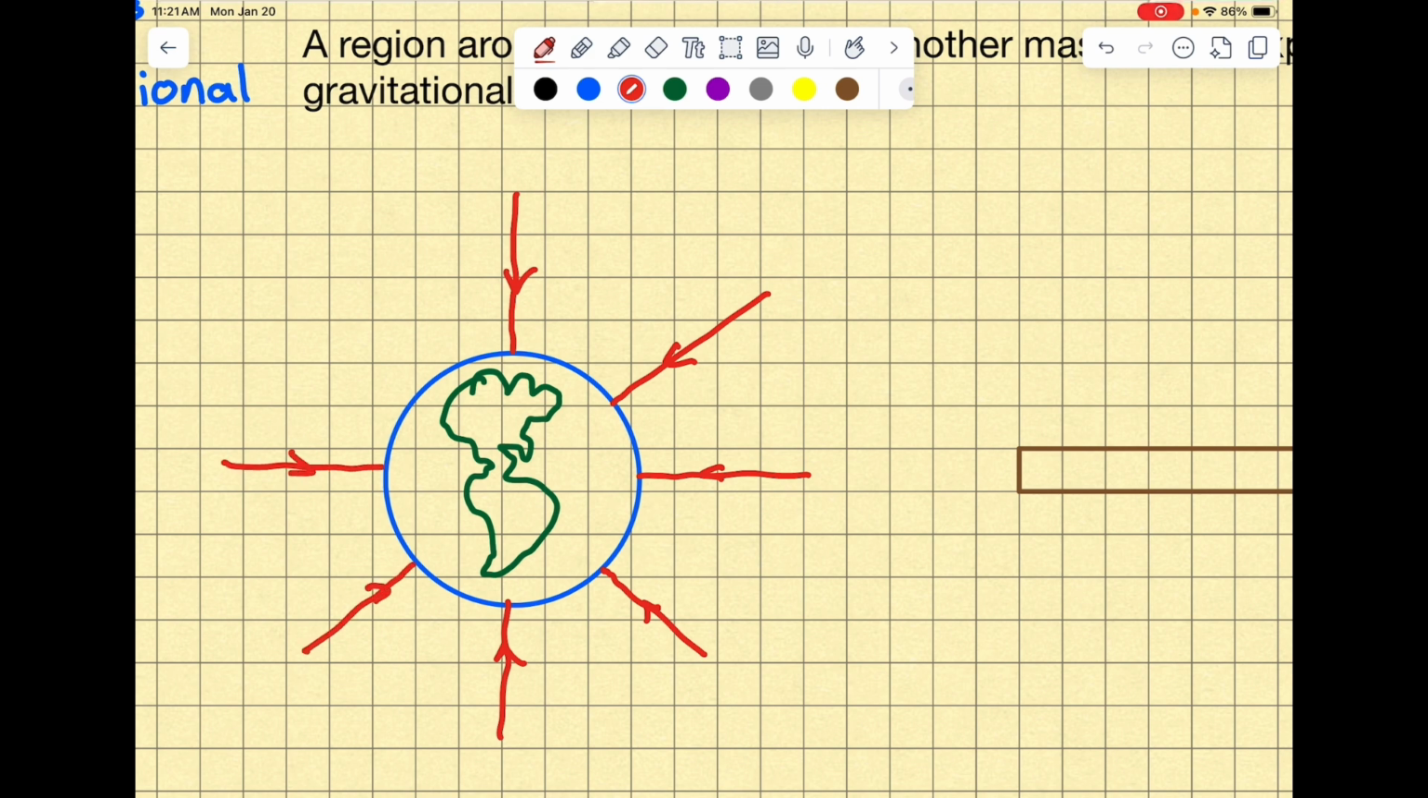And what you'll notice about the field lines is if we extend some of these, as you get further and further away from the planet, those field lines get further and further apart, indicating that the gravitational field strength would be weaker as you get further from the object. And then as you get closer, you can see these lines get closer and closer together, indicating that the field strength gets stronger as you get closer, which is intuitive, goes without saying.